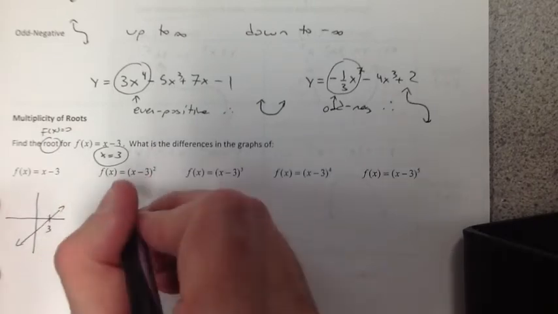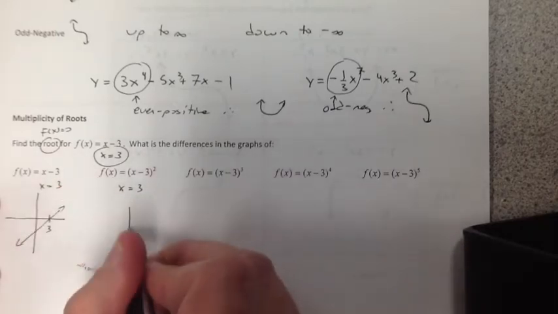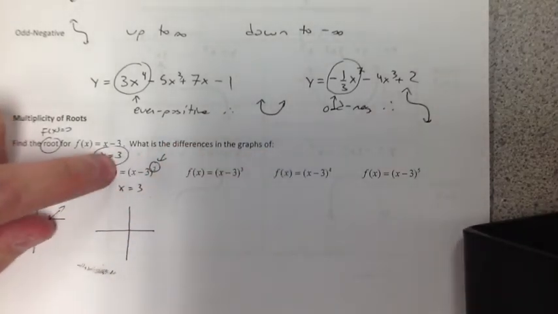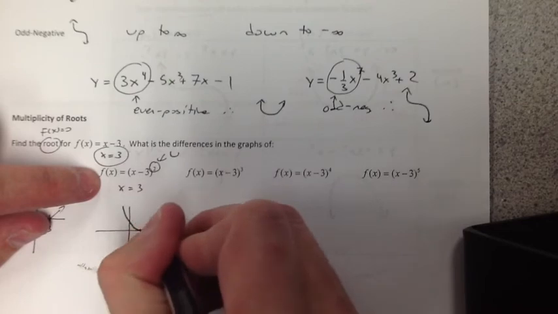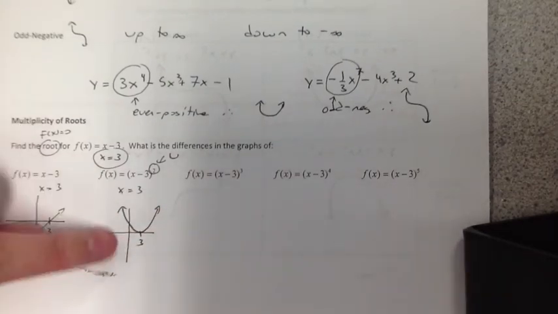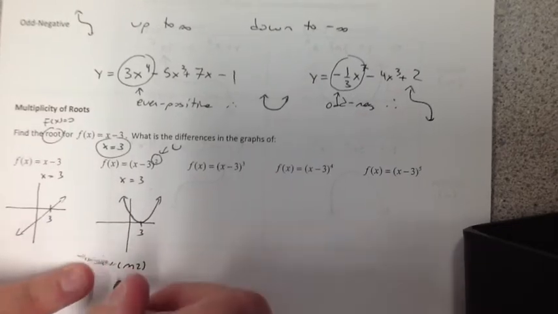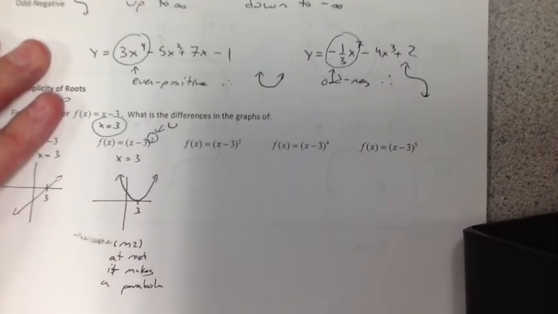Now, the next one has the same root, x equals 3. They all have the same root. But when I graph it this time, the 2 tells me it's a parabola. This tells me it's even positive. So it's going to look like a parabola at 3. It bounces off. This is called M2. And what M2 means is at the root, it makes a parabola.